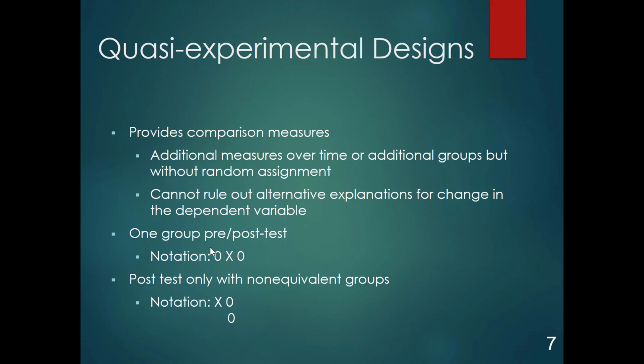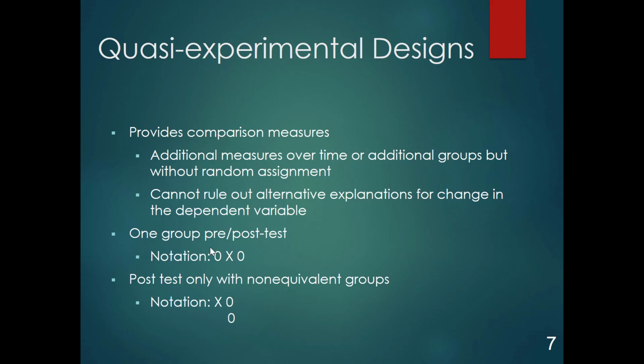So you basically do at least two measurements. So you can have additional measures over time, or you can have additional groups without random assignment. So with the quasi-experimental design, even though you have two groups, you don't have random assignment, and that's why it's quasi-experimental. Okay, it's only experimental when you randomly assign them. With the quasi-experimental designs, you cannot rule out alternative explanations for change in a dependent variable. So basically, because you didn't randomly assign your participants, you cannot say that there's not some other explanation for the change that you observed.